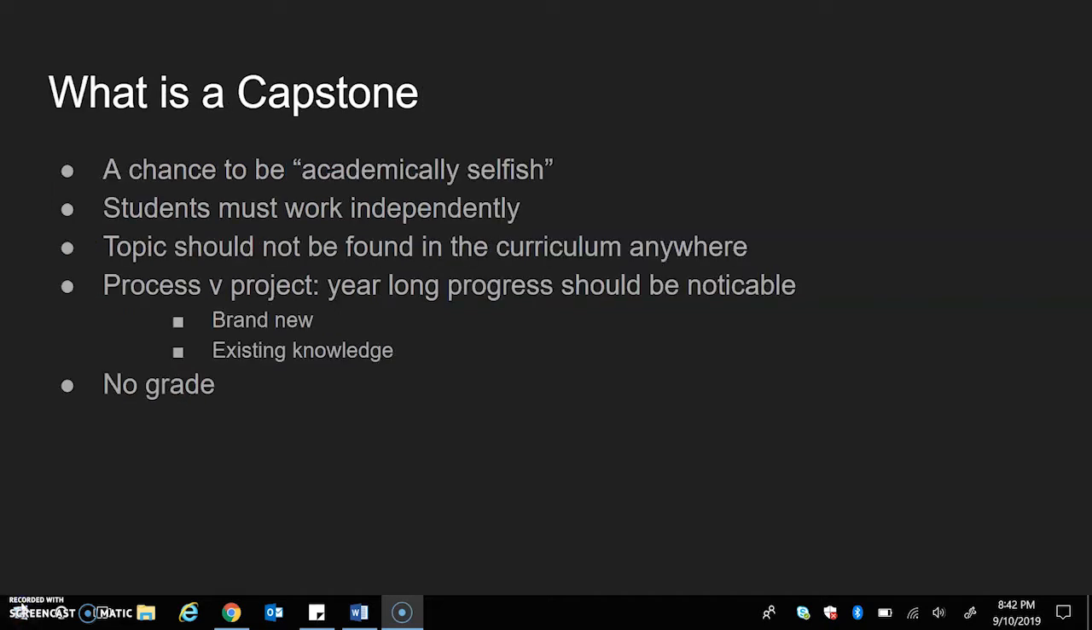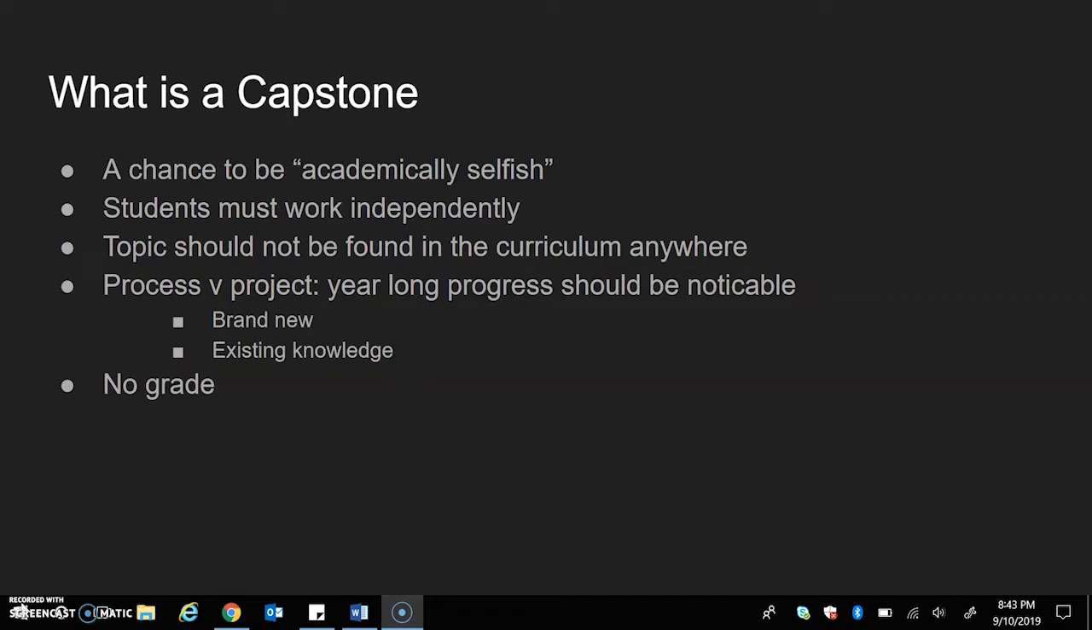So what is a capstone? Well, it's most easily described as an opportunity for students to be academically selfish. Students are going to take something they're interested in and go as far with it and go as in-depth with it as possible. Topics would be unique to them and shouldn't be found on a curriculum anywhere. It's okay if something overlaps with something you learn in school, but it should be unique and stand out from what's done in school in some obvious way.